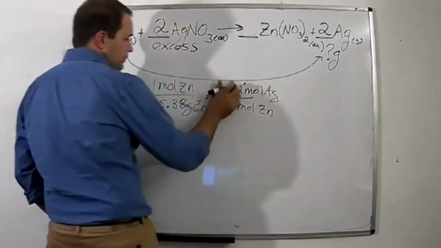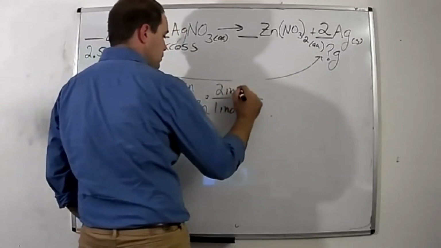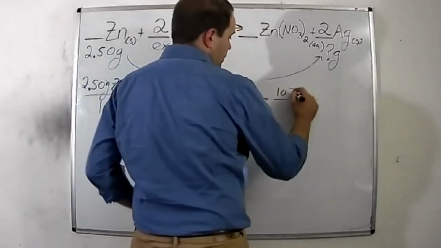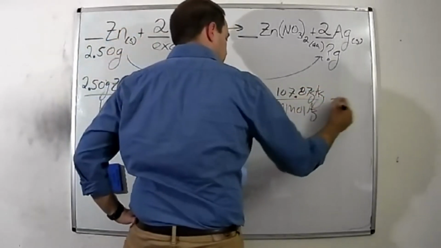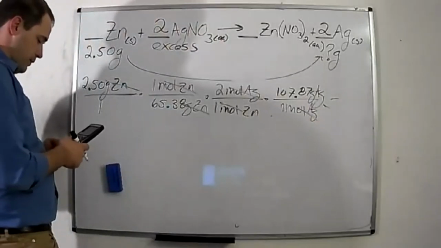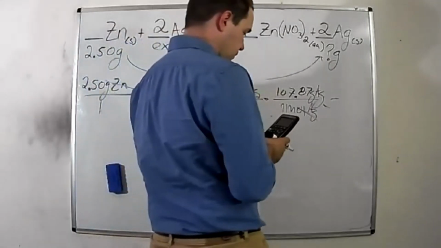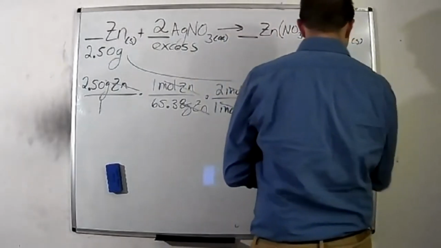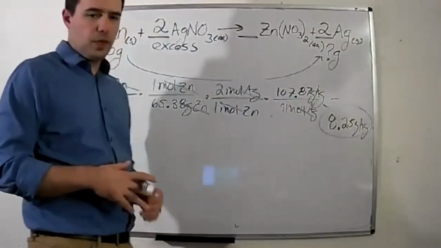1 mole of zinc creates 2 moles of silver. And now that I'm in moles of silver, I can use the molar mass of silver, which is 107.87 grams of silver to 1 mole of silver. And now we can punch that in our calculator. So 2.5 divided by 65.38 times 2 times 107.87. That's 8.25 grams of silver, which I think I saw. Yeah, there you go. A couple people. That's fantastic. Very nice. Very, very well done, everybody.